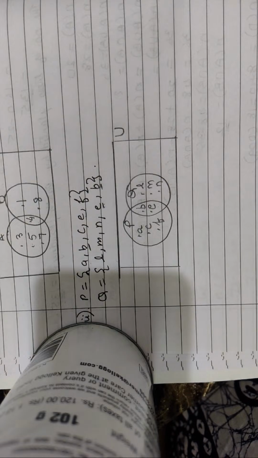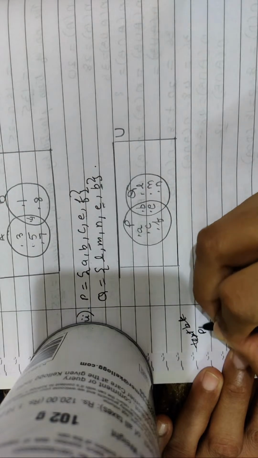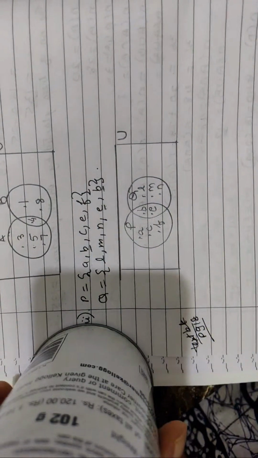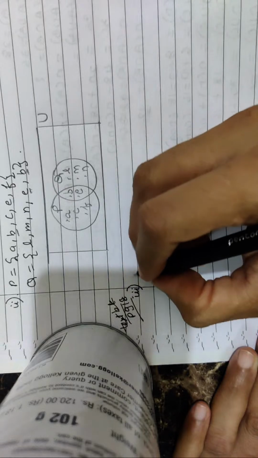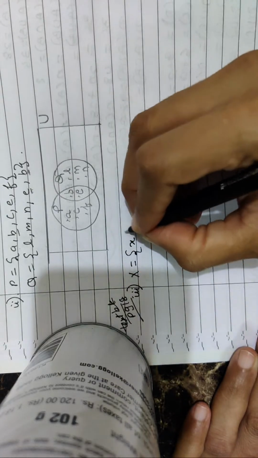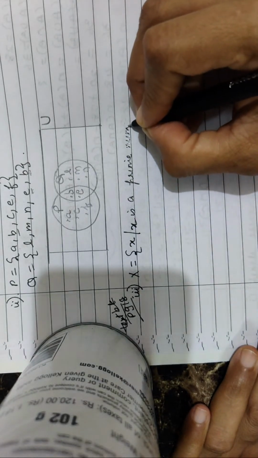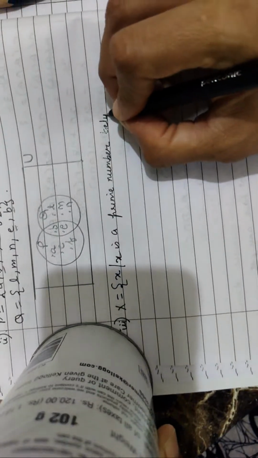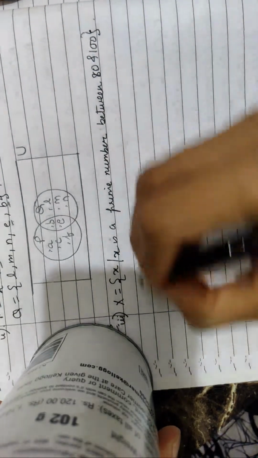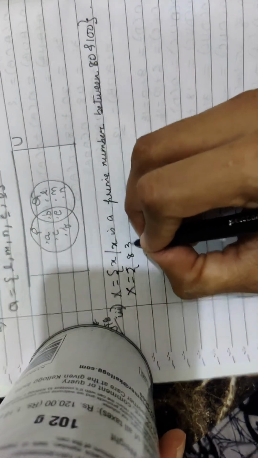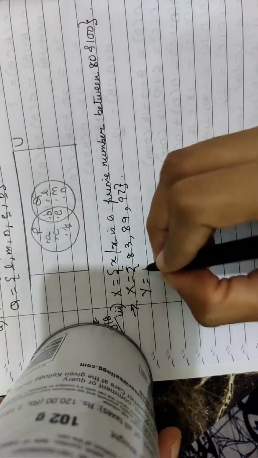Now I'm turning to the page in the textbook. Page 18. Okay, on page 18 our third question says X is equal to x such that x is a prime number between 80 and 100. So x will be 83, 89 and 97. So I've solved this for you.